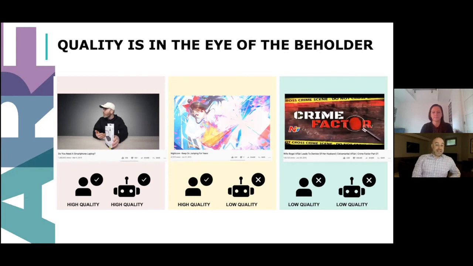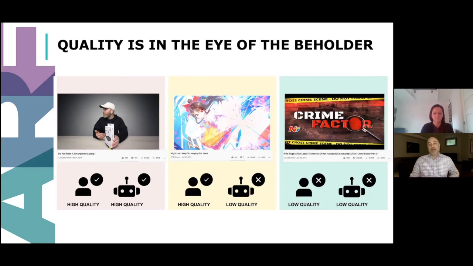Okay, so let's dig into what's going on here. In the first box, what you see is content that was identified as high quality by the machine learning and also identified as high quality by our respondents. So this was both agreed that it was high quality. Now in the second box, what you see is where this started to diverge. This was a piece of content where the machine learning algorithm identified it as low quality, but our respondents overwhelmingly identified it as high quality.